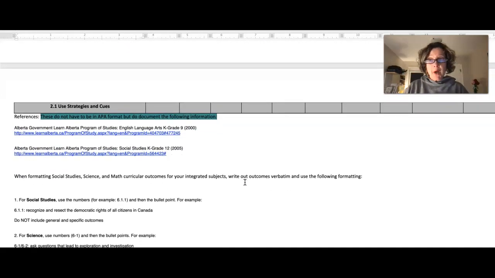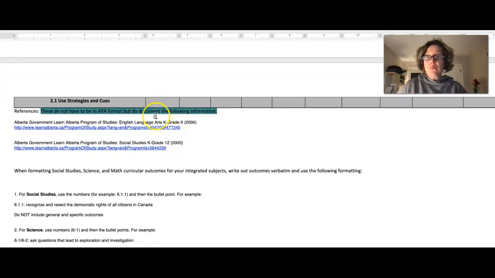At the bottom, please do write in your references. These do not have to be in APA format, but do document the following. So put Alberta Government, Learn Alberta Program of Studies, and then English Language Arts, and then put the website. At this point, you're switching into these references being very, very practical so that you can actually go back immediately to the document. Okay.